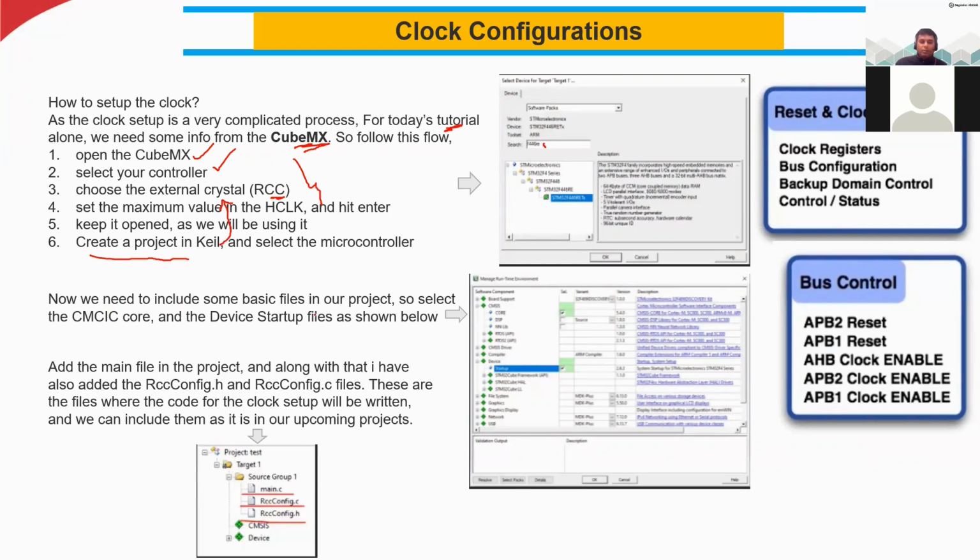Now we need to include some basic files into our project. So now we are talking about another tool, CubeMX. If you use Cube IDE, then the procedure is a little bit different, but similar. For example, here after you add these configuration files, you will see in the source directory main.c and rcc configuration.c. rcc configuration.h is the header file, and this is the C file. These are different types of reset and clock controls, and these are bus controls.